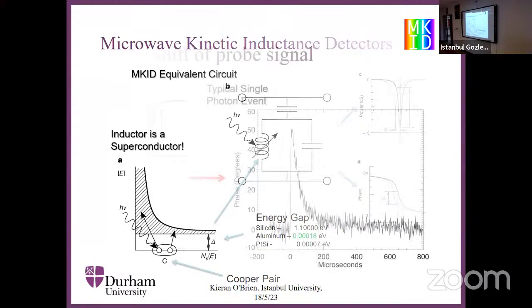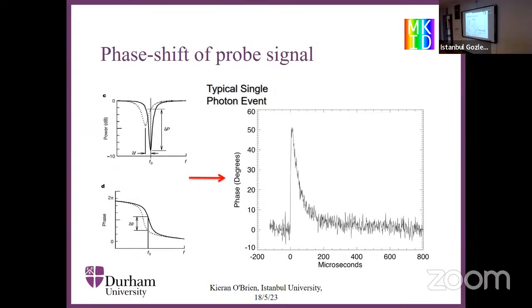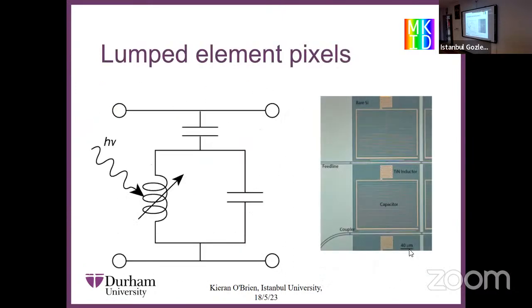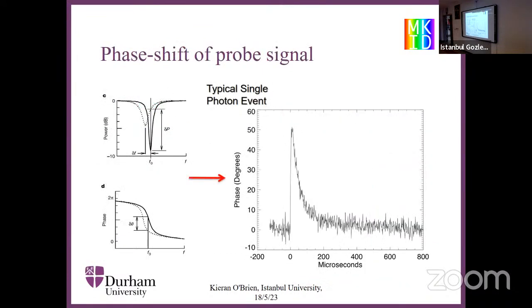It is this change that we can sense and use to determine the energy of the incoming photon. The way we do this is by sending a microwave probe signal at this frequency and looking for the change in the transmission of that signal. As the photon comes in, on the right-hand side here we have time in microseconds on the x axis, and then a phase shift, which is a measure of how much this probe signal has shifted with respect to its equilibrium state. So as you can see, we have this characteristic fast rise, exponential decay pulse. The magnitude of this pulse depends purely on the number of Cooper pairs that were broken, and so on the additional inductance in the circuit, and that changes as a function of the energy.